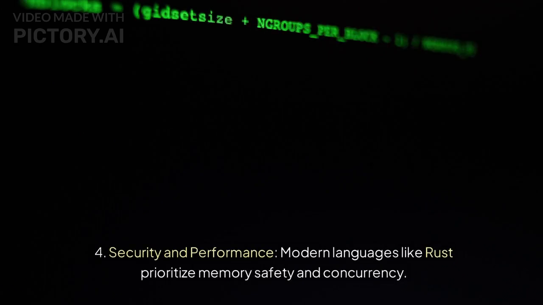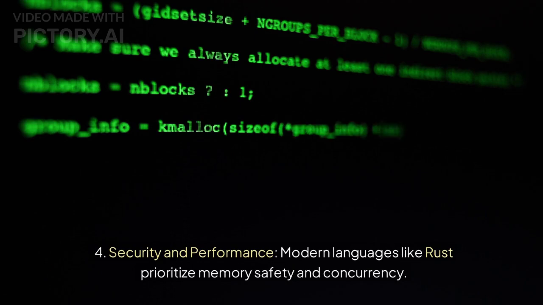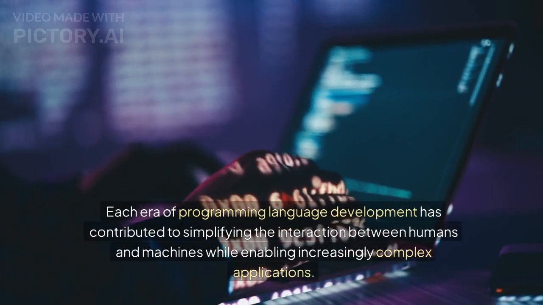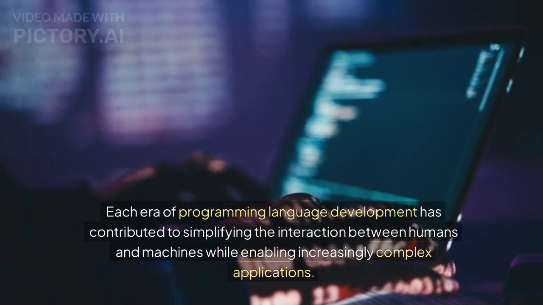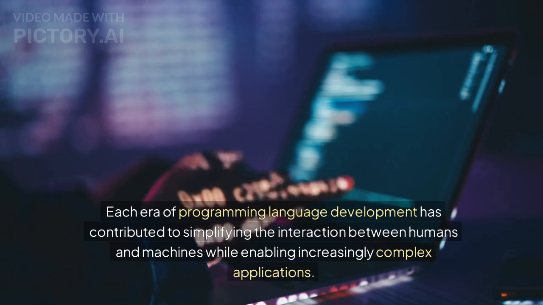4. Security and performance. Modern languages like Rust prioritize memory safety and concurrency. Each era of programming language development has contributed to simplifying the interaction between humans and machines while enabling increasingly complex applications.